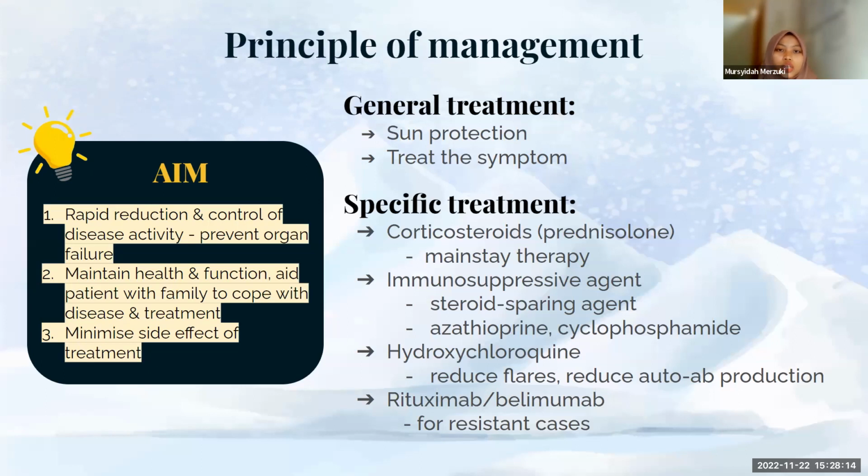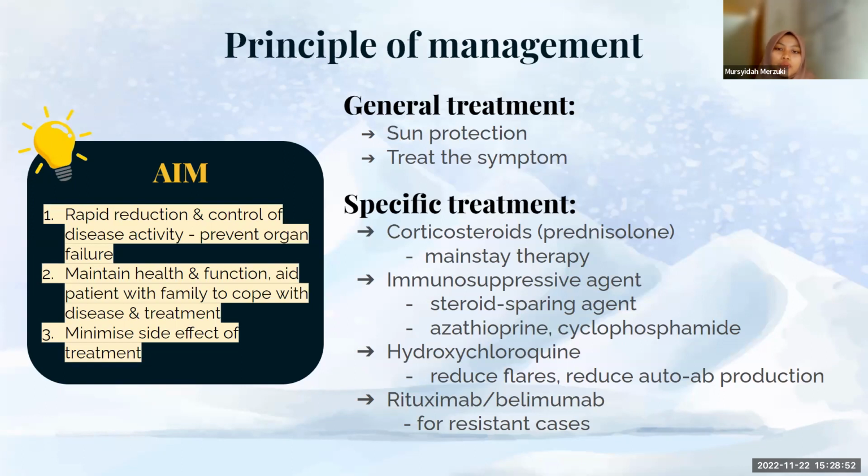So we can classify treatment into general and specific. For general, it's mainly to protect from the sun, or sun protection. Because UV exposure or sunlight can trigger the SLE. It can cause flare-up, which is worsening of symptom in SLE. So the patient, we may advise to wear sunblock or maybe reduce the activity on a sunny day. And also the second one, treat the symptom. Let's say the patient has fever, we give PCM. Or let's say they have arthritis, give NSAID, or maybe the infection, give antibiotic.